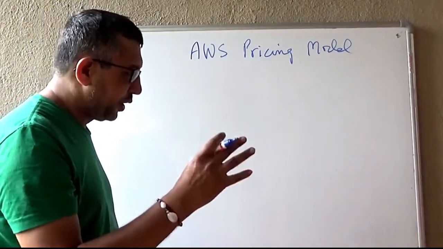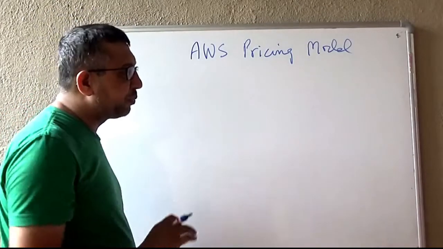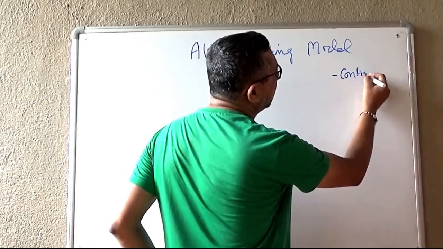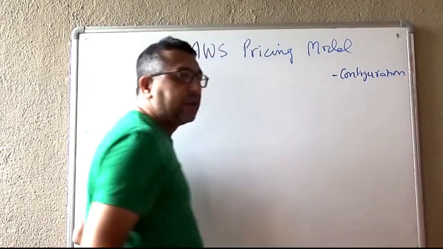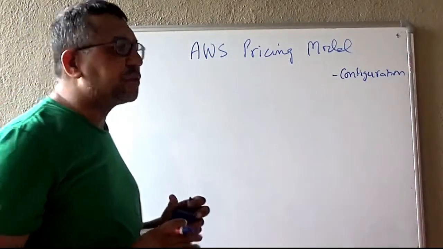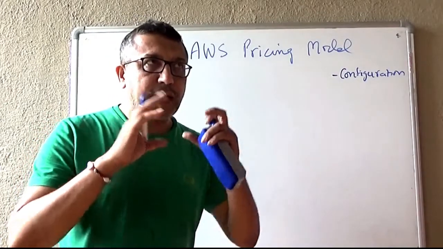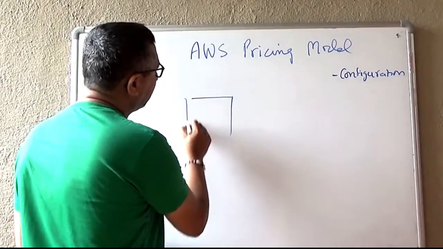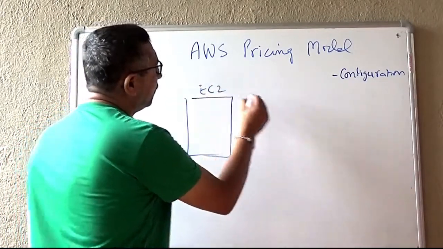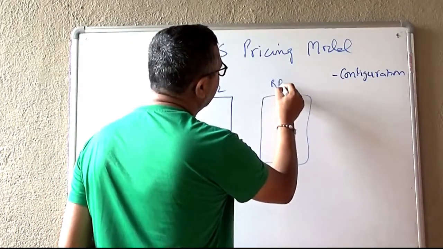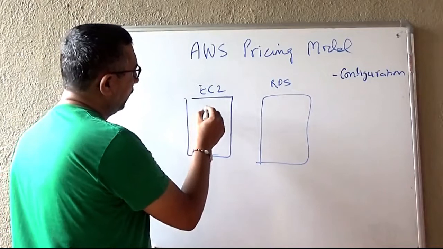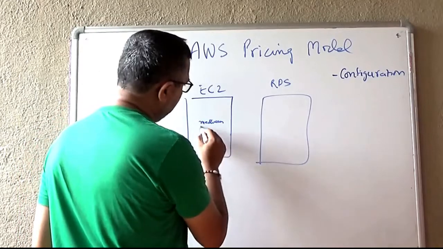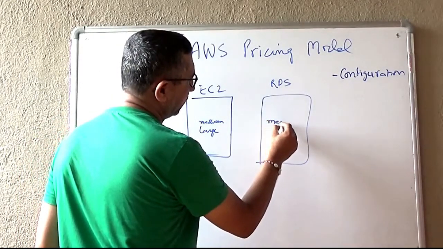So the first thing which is very important from the AWS pricing perspective is what I call configuration. It's also known as compute, but basically it tells you what type of compute you are employing. So let's take an example. If it is EC2 or RDS, then whether you are using a medium instance or a micro instance or a large instance, same thing goes here.